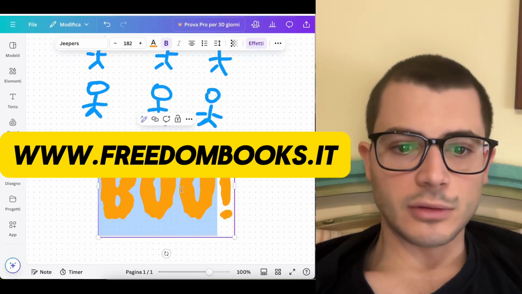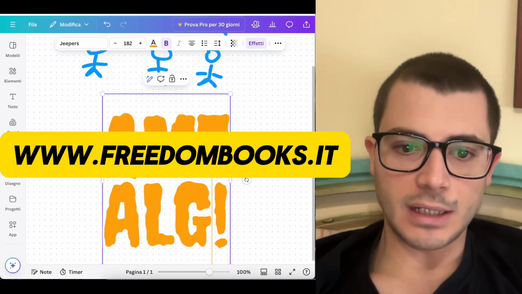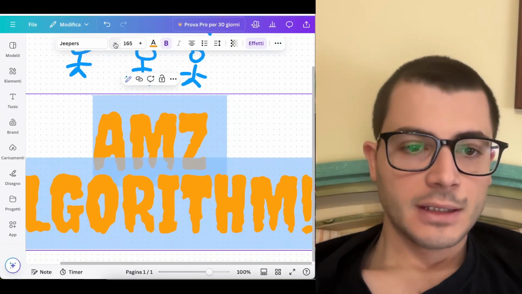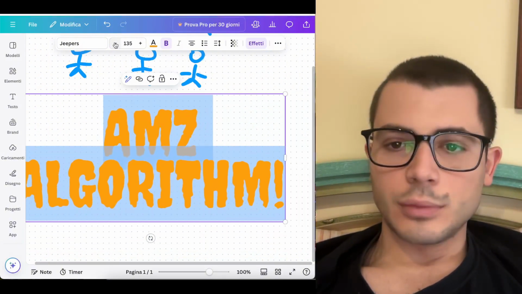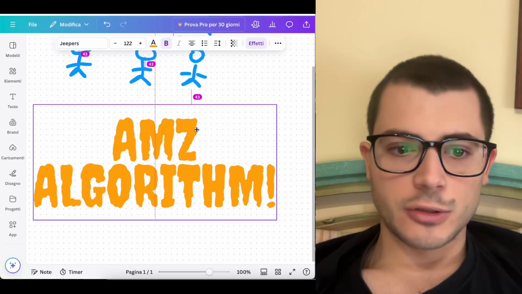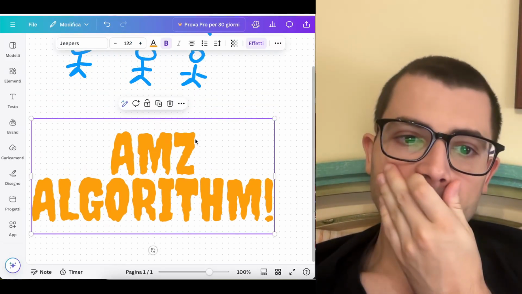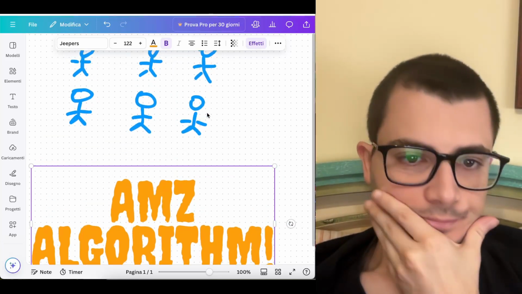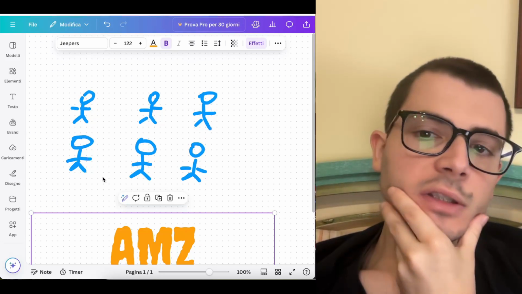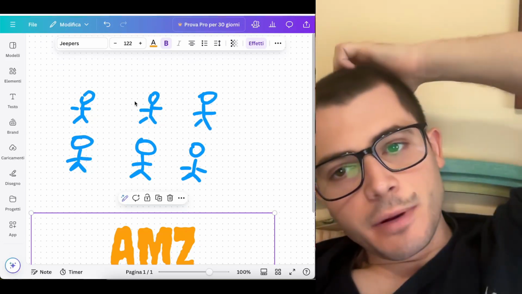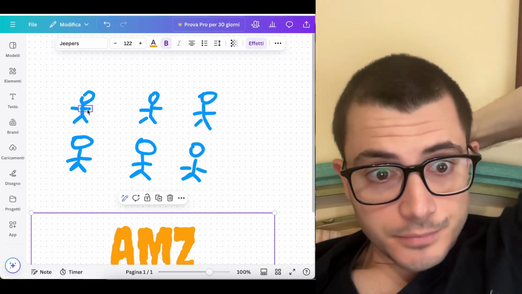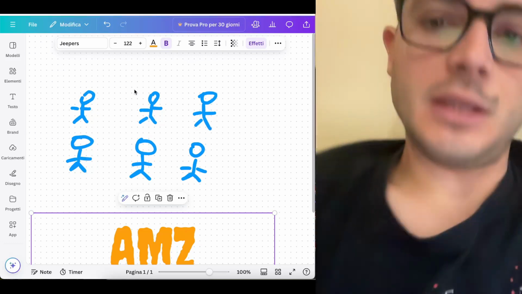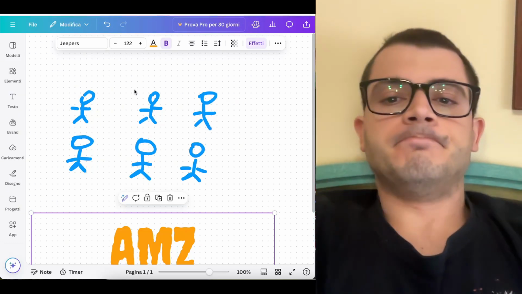We need to speak today about the unveiled algorithm. Let me make it a bit smaller. So today we break down a portion of the Amazon algorithm when it comes to Amazon ads. I have already prepared these 6 beautiful shapes of people that will help us to teach and explain this.